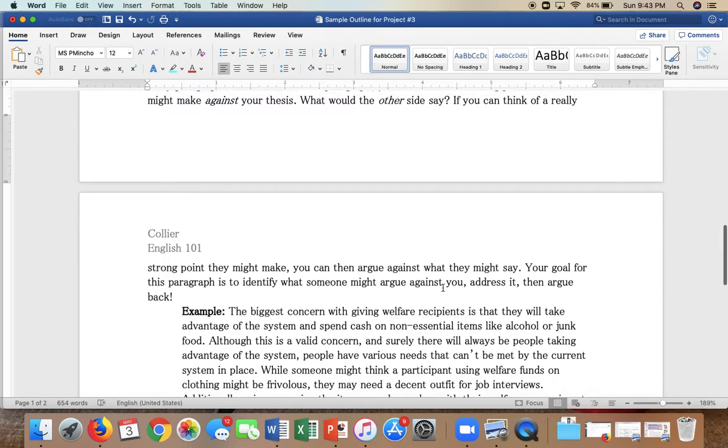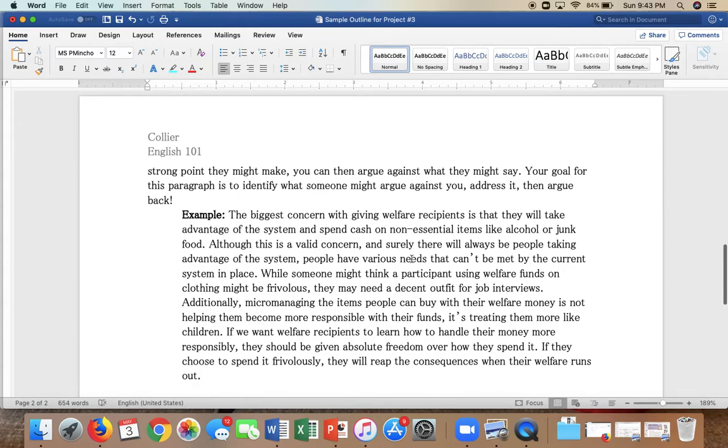So here's an example of how I might start out a rebuttal paragraph given the thesis example that I've given earlier in this outline. Again, my argument in my thesis is that welfare recipients should be able to receive cash. So here's an example of rebuttal. The biggest concern with giving welfare recipients cash is that they will take advantage of the system and spend cash on non-essential items like alcohol or junk food. So this is what someone would say.